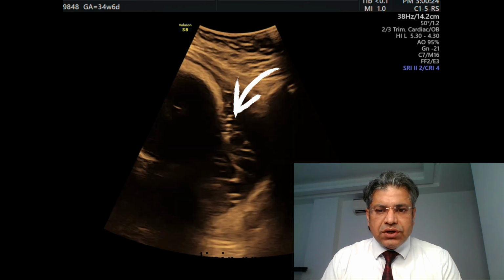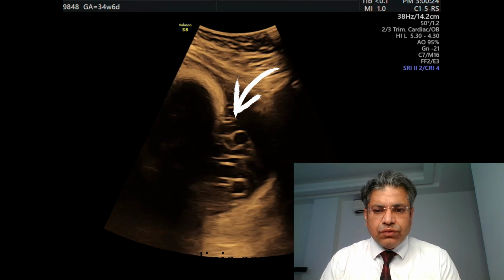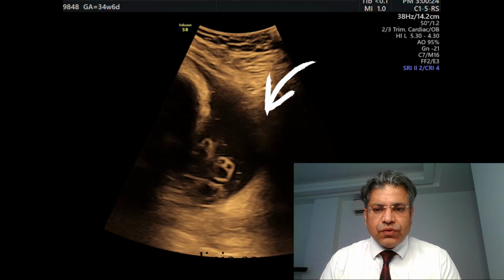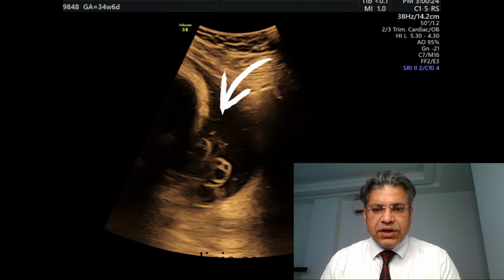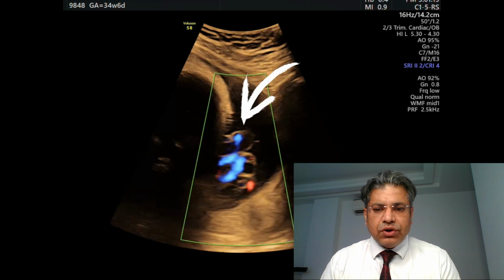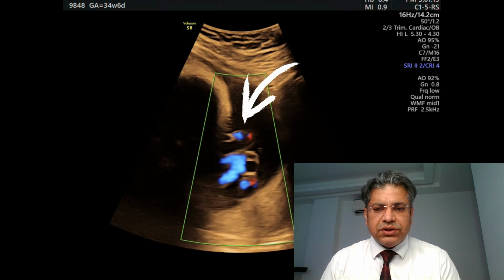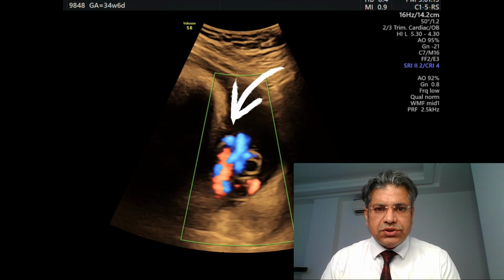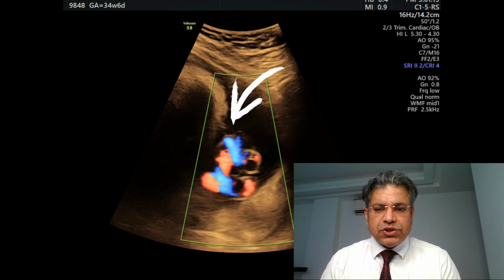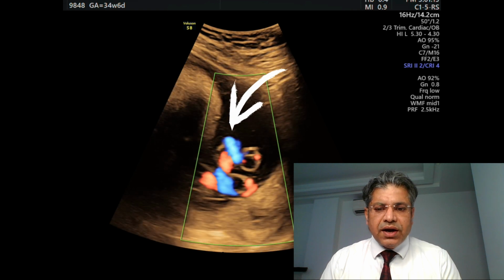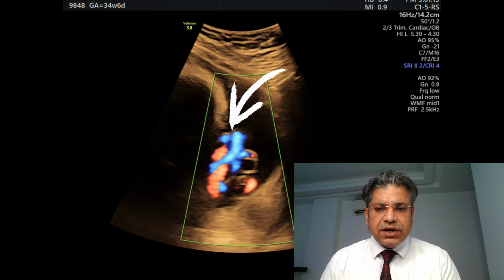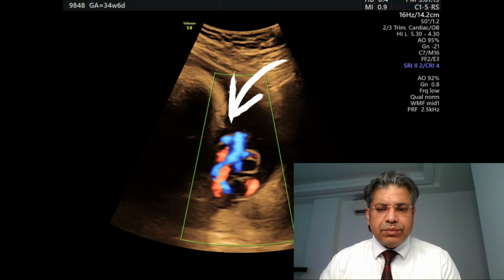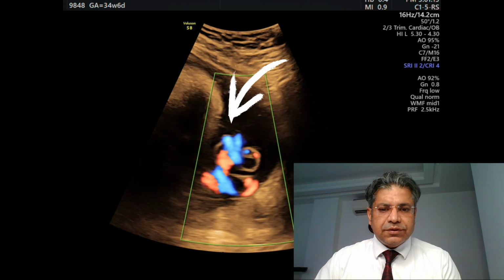This is a routine ultrasound that we are doing at around 35 weeks, and what we've identified is that there's a bunch of cord which is ahead of the head, floating in the amniotic fluid. We are putting the color on, and we can identify that these are not loops around the neck, so these are not nuchal cord. This is a bunch of loops of cord ahead of the head and close to the cervix with intact membranes. So this is a cord presentation.